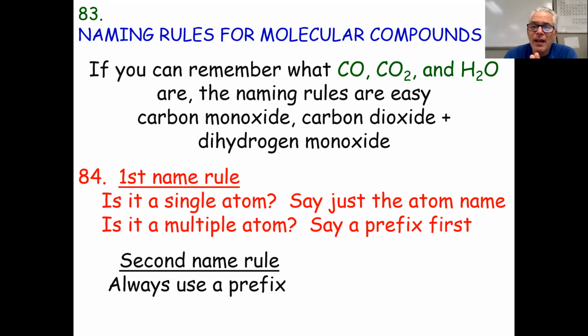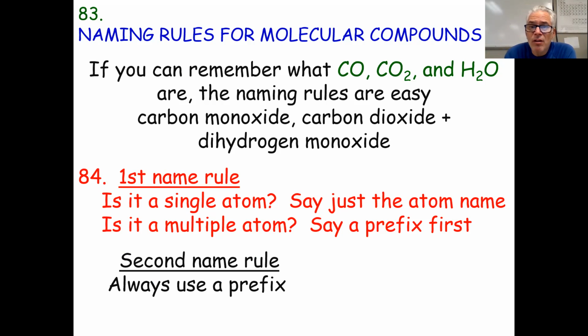Now, how do we name molecular compounds? We have 2 rules, the first name and the second name rule, but the first name rule is a little fancy here. For the first name rule, you ask yourself, is the first part of the formula a single atom or is it a multiple? If it's a single atom like CO and CO2, there's just 1 carbon. If it's a single atom in the front, just say the name of the atom, carbon, right? It's not monocarbon. You don't say monocarbon dioxide, that's crazy. You just say carbon. But if it's a multiple, like in water, which is H2O, you have to have a prefix. That's called dihydrogen. You have to say how many. Either it's 1 or it's how many.